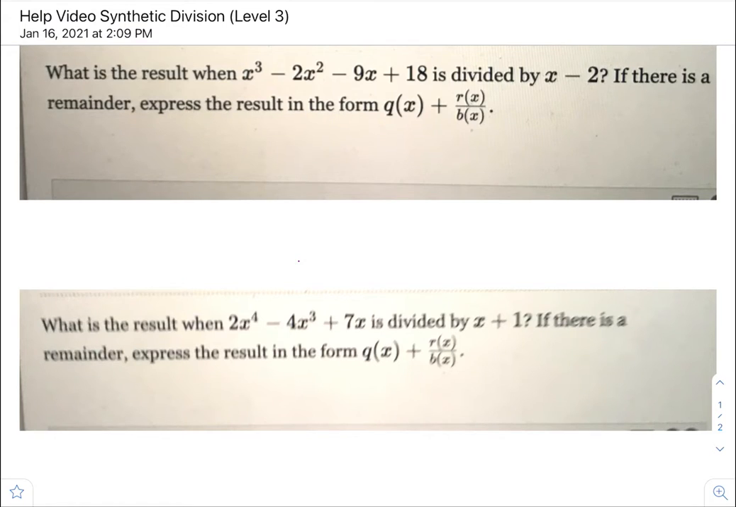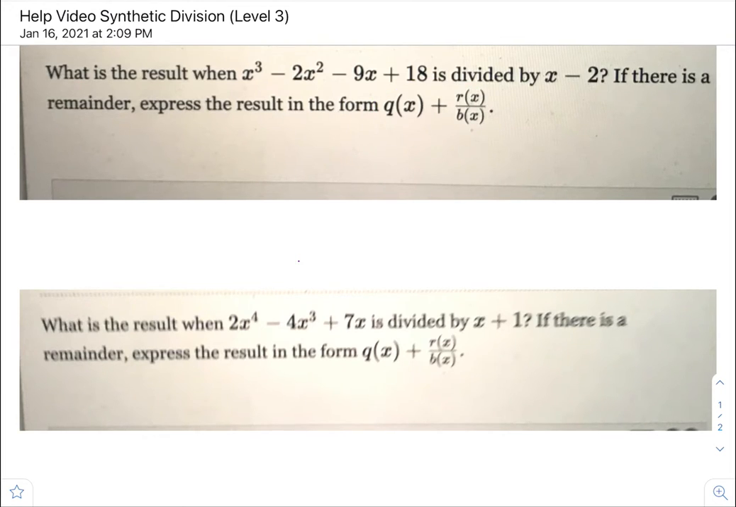Help video on synthetic division, level 3. For all these questions, they're asking if you have a polynomial and you divide it by a linear polynomial, what is the result? We're going to get a polynomial back as our answer. And if you happen to get a remainder, we have to write it in this form.